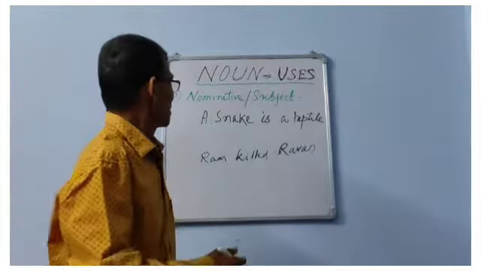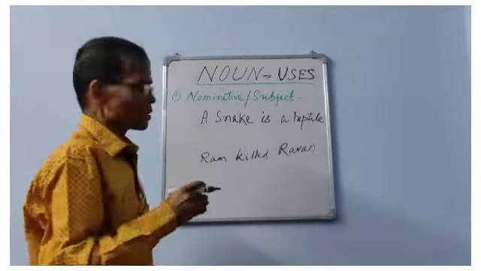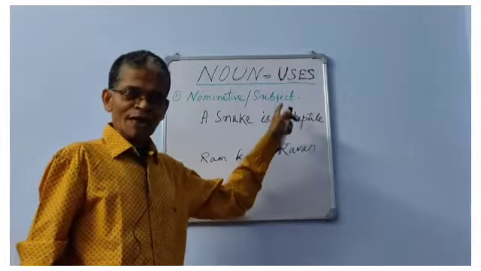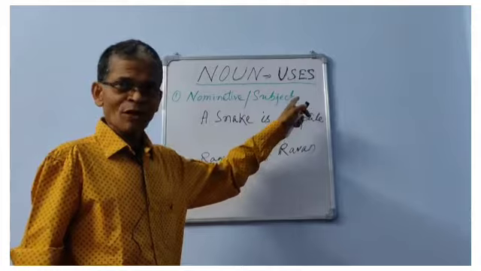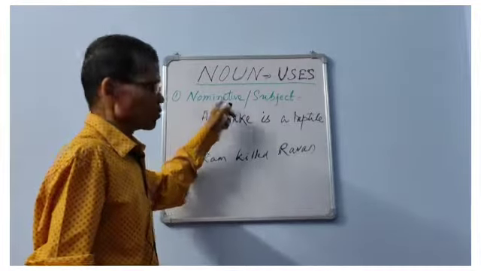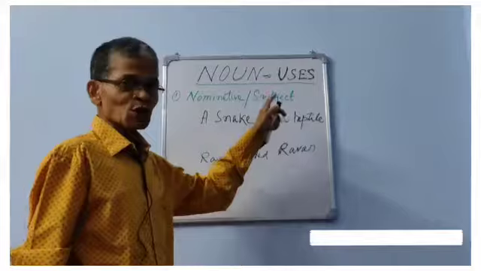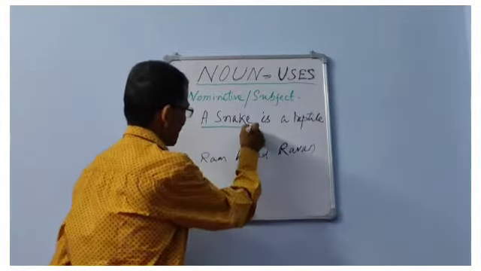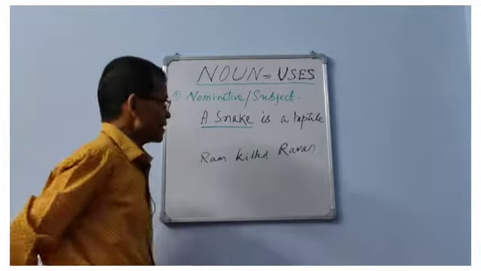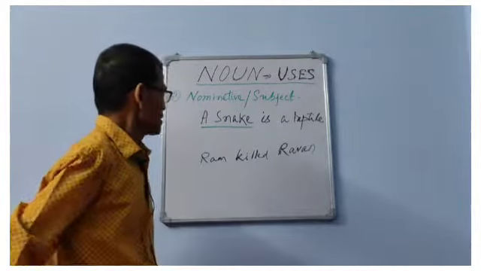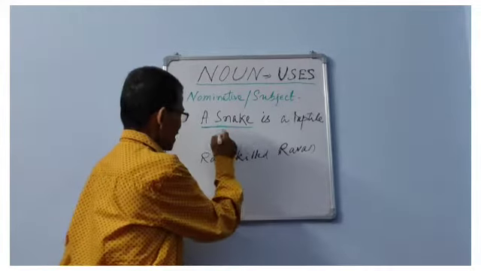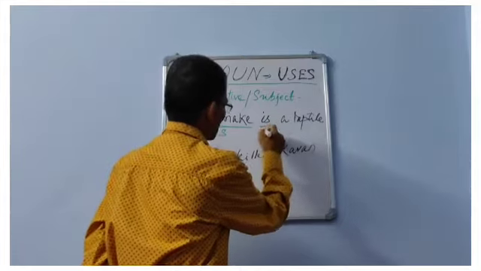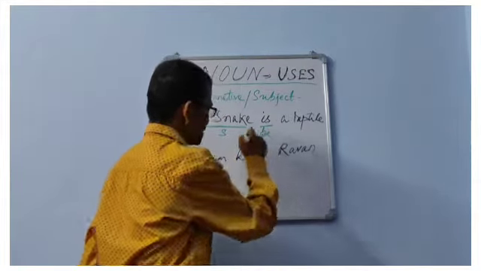To begin with, let us see the first and the most important use of a noun, that is the use of noun as the subject of the verb, which is otherwise known as the nominative use of the noun. Now for example sake, here we have: A snake is a reptile. Okay, a snake is the subject, the subject of the verb is.